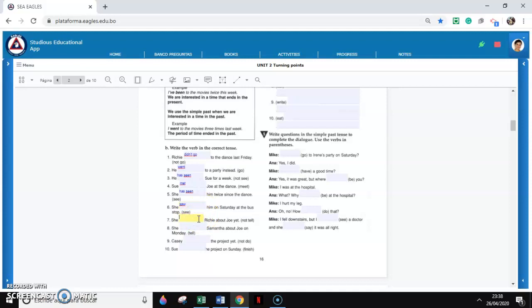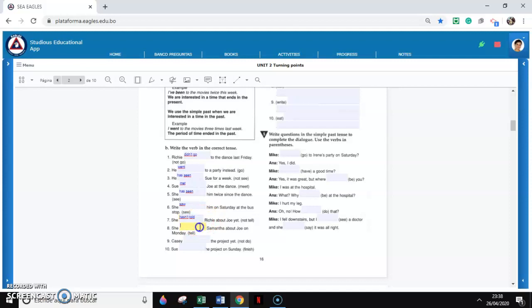Number 7, she read about Joe yet. Yet is the word that we use with the present perfect tense because it means that it happens in the past but it's still connected to the present. So not told, hasn't, has not, or hasn't told. She hasn't told Joe yet.